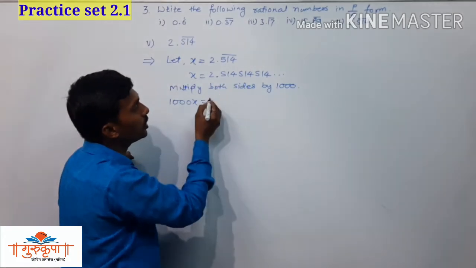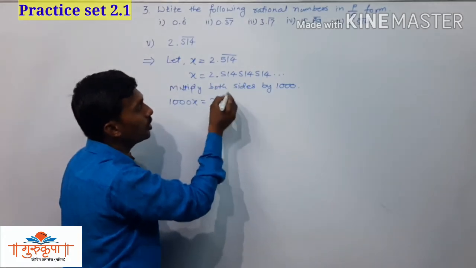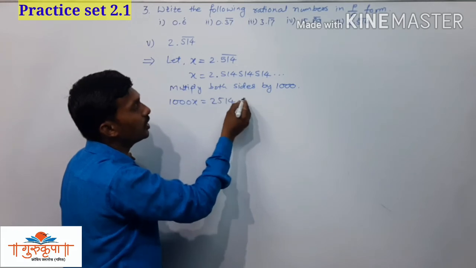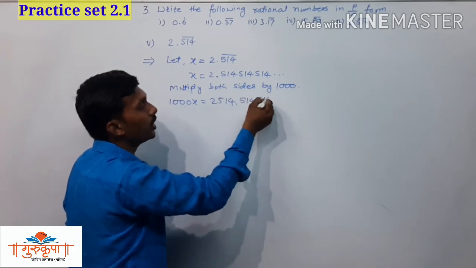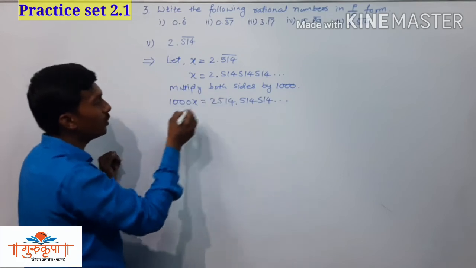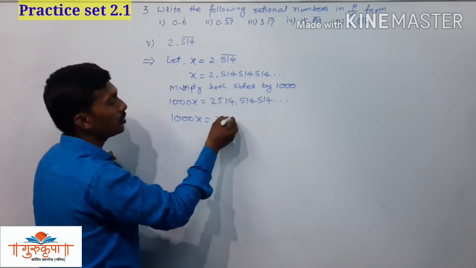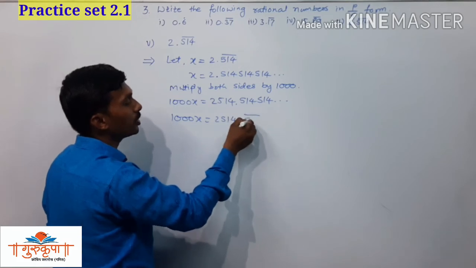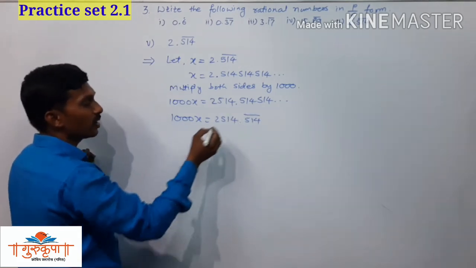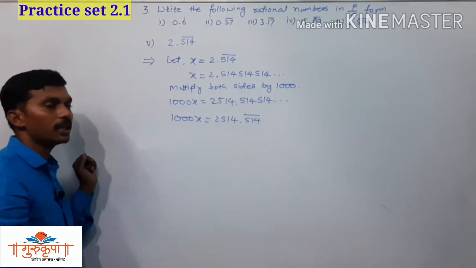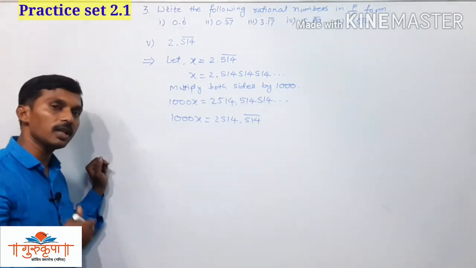Here we will get 2514. Here the decimal sign will be there, and then 514, 514 and so on. You can simply write this number as 1000x is equal to 2514 point recurring 514. Now we have to subtract x from both the sides.